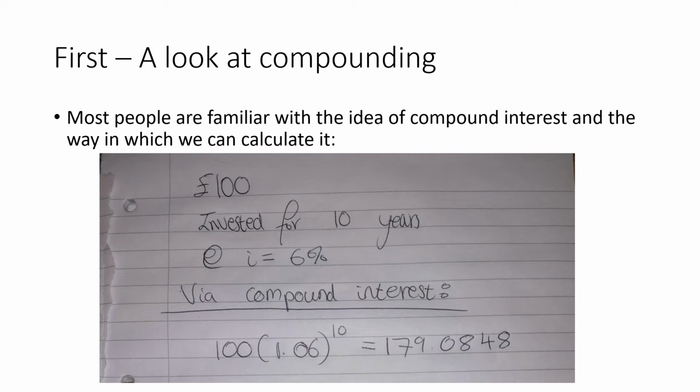So if I wanted to find out how much that £100 would be worth, I'd do 100 times 1.06, because our interest rate is 6%, and the 1.06 would be to the power of 10, and that would give me my answer of 179.0848. So that's compound interest. I feel like most people will be familiar with that methodology and how that works, but it is quite important to stress that compounding comes before discounting.